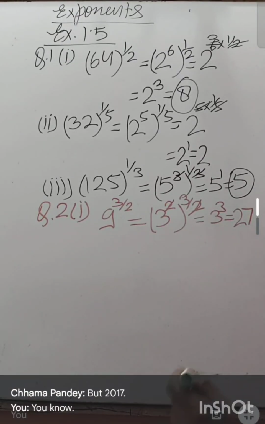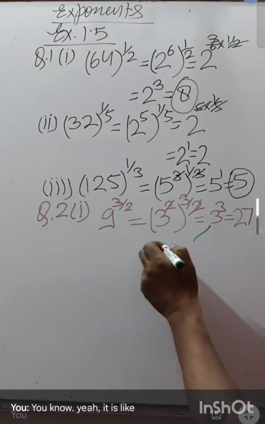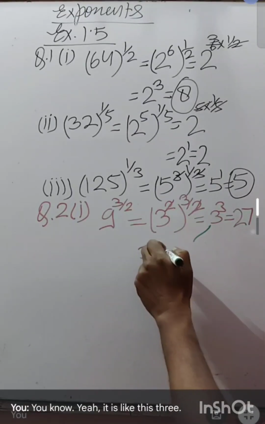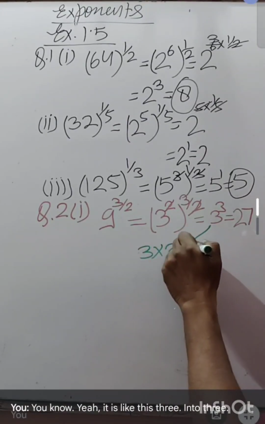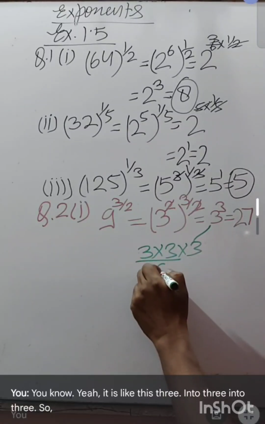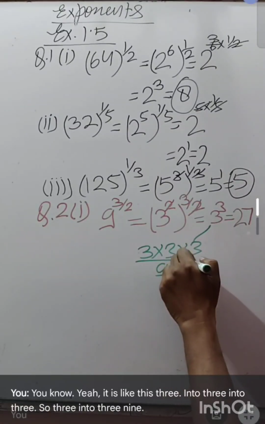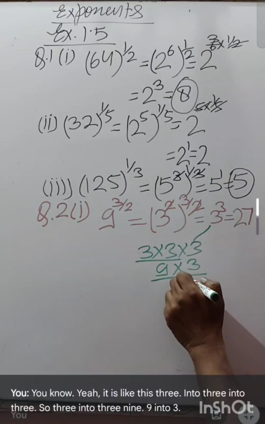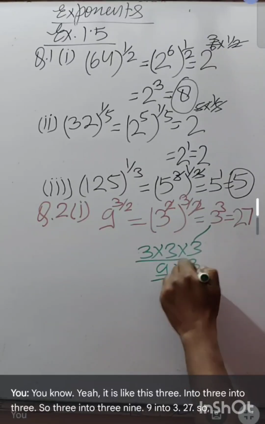Yeah, it is like this. 3 into 3 into 3. So 3 into 3, 9. 9 into 3, 27. So you get 27.